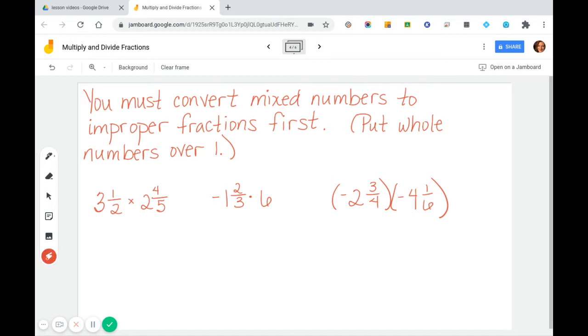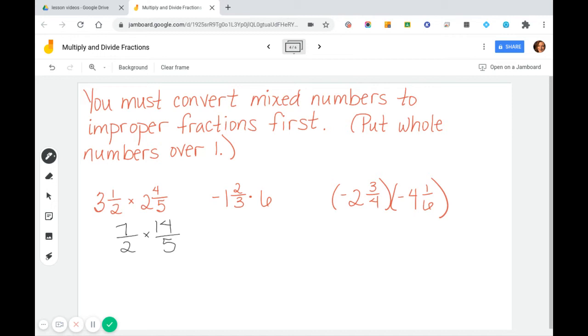So I'm going to do that C method that I've shown you in another video, or if you're in my class, you see me do it all the time. 2 times 3 is 6, plus 1 is 7. Keep the bottom on the bottom. Times 5 times 2 is 10, plus 4 is 14. Keep the bottom on the bottom. So that becomes 7 over 2 times 14 over 5.